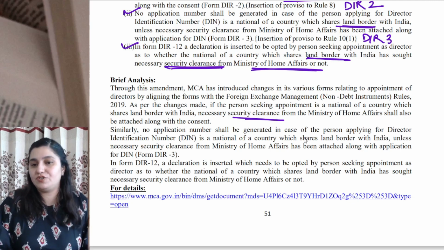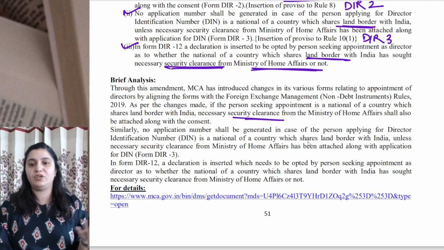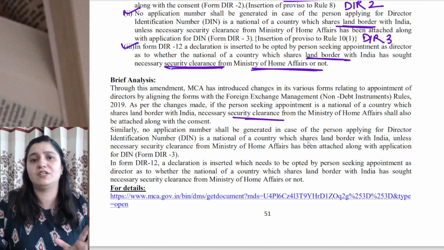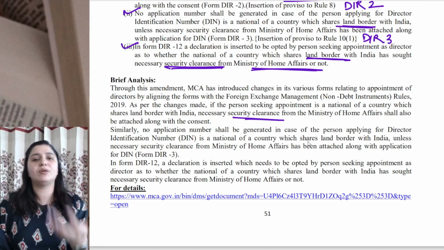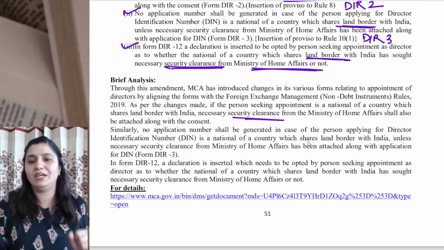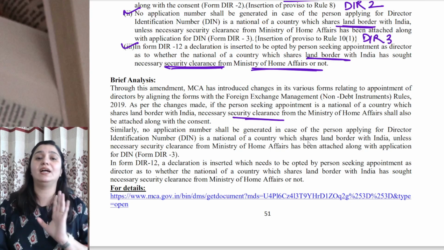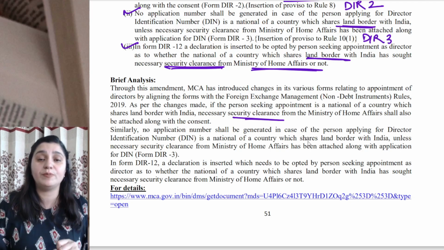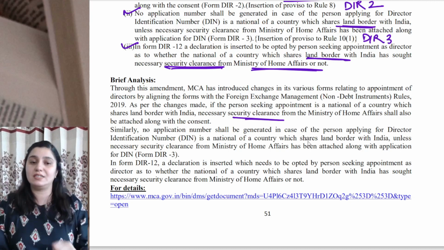Similarly, no application number. Now in DIN, an application number is generated whenever you apply for a DIN, so an application number comes basically for later reference. आज आपने फॉर्म फाइल कर दिया तो वो जब भी आएगा उसे रेफर करने के लिए एक एप्लीकेशन नंबर होता है, वो आ जाता है. वो भी जनरेट नहीं होगा अगर आप DIR3 जो कि डिन की एप्लीकेशन का फॉर्म होता है उसके साथ गवर्नमेंट कॉन्सेंट नहीं लगाते हो, सिक्योरिटी क्लियरेंस नहीं लगाते हो.